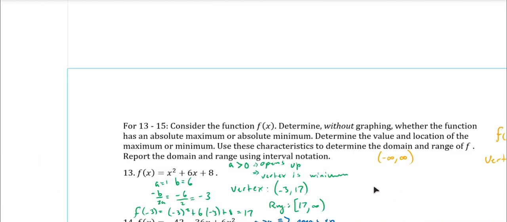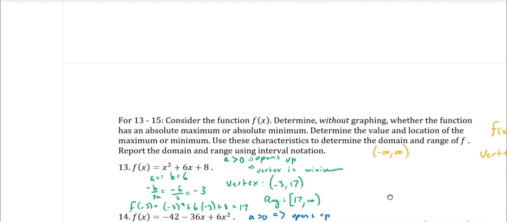They ask us to characterize whether or not it's going to have an absolute max or min at its vertex, what is the location of that max or min, and what is its value. Then we can find the domain and range of f pretty easily. Here we have a equals 1, b equals 6, so negative b over 2a is minus 3. If we plug that into the function, we find 17. And so our vertex will be at (-3, 17).